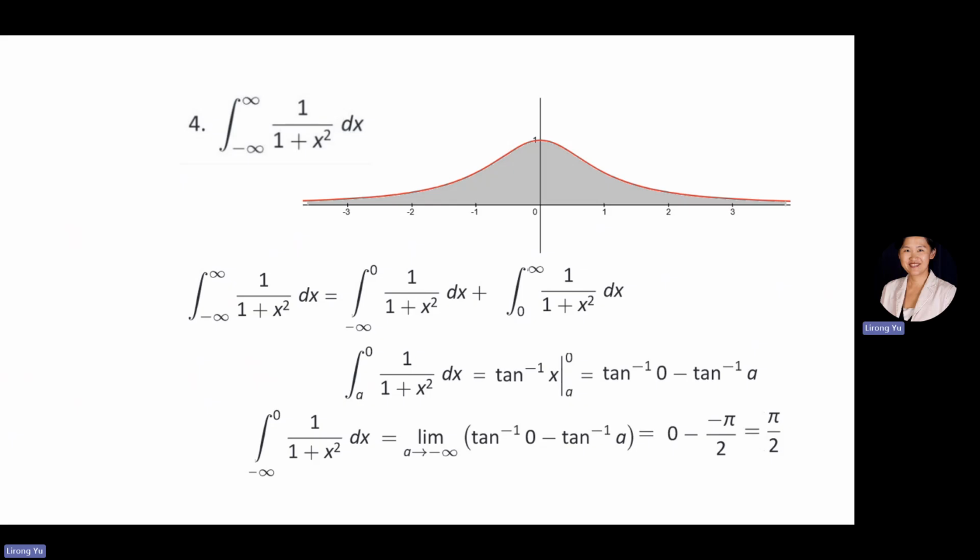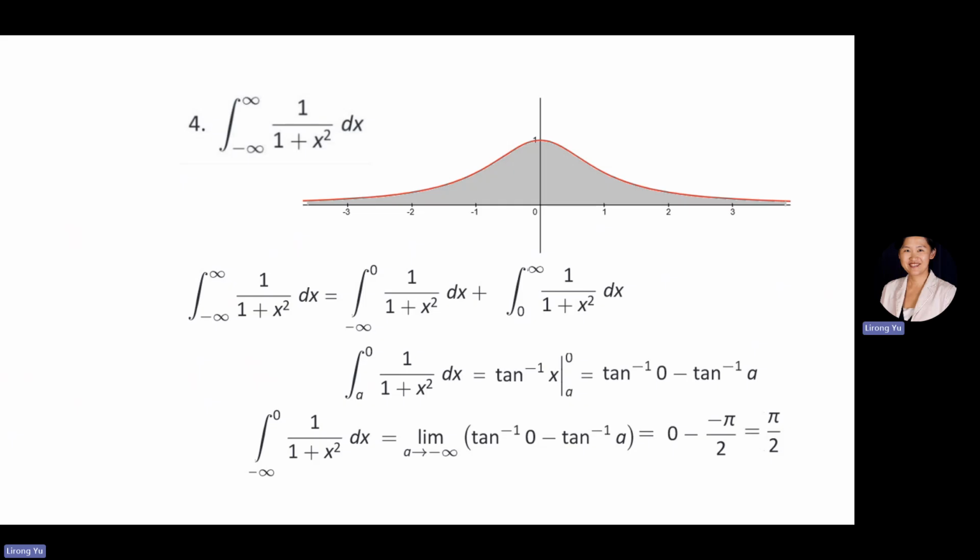Tangent inverse, calculate from 0 to a, as a goes to negative infinity. So we have tangent inverse of 0 minus tangent inverse of a. Tangent inverse of 0 actually equals 0. So it's 0 minus tangent inverse of negative infinity, and that gives us negative pi over 2, which gives us a positive pi over 2 in the end.